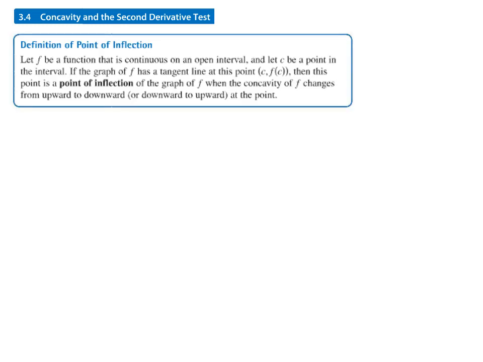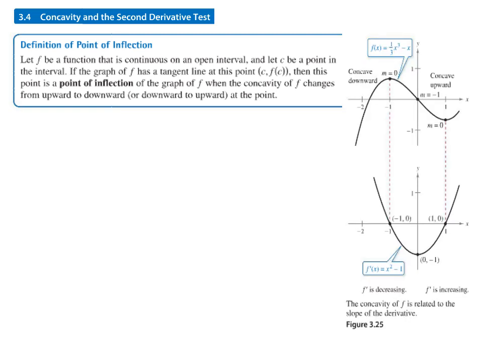Definition of point of inflection. Let f be a function that is continuous on an open interval, and let c be a point in the interval. If the graph of f has a tangent line at this point, (c, f(c)), then this point is a point of inflection of the graph of f. And that's just when the concavity changes from upward to downward.